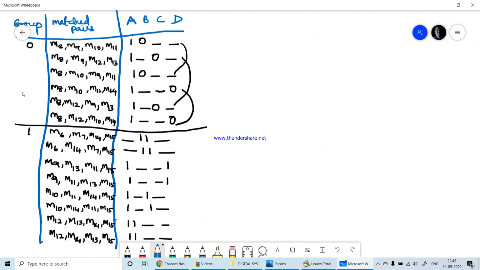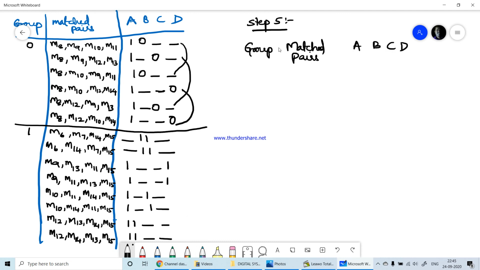So next step is step 5. Again, step 5 is what? Again, repeat the same step we did in step 3 and step 4. So again you will have groups, matched pairs, then A, B, C, D. So let me put a table for this again.